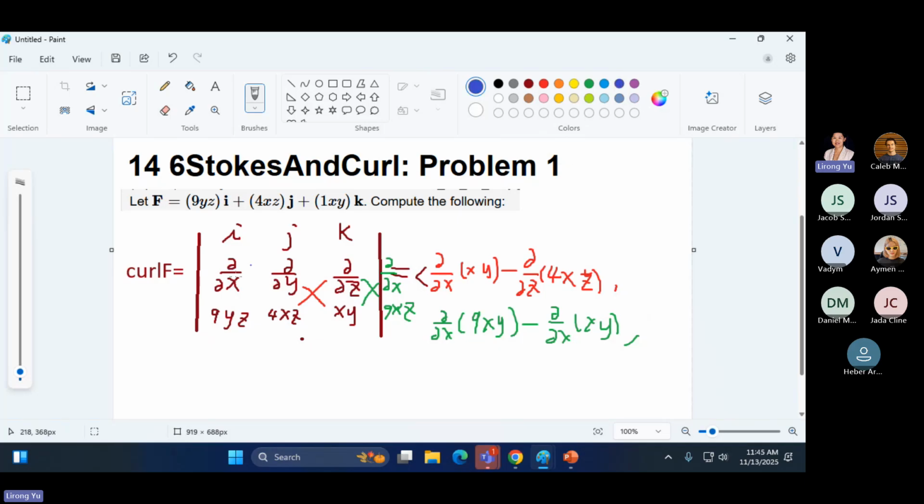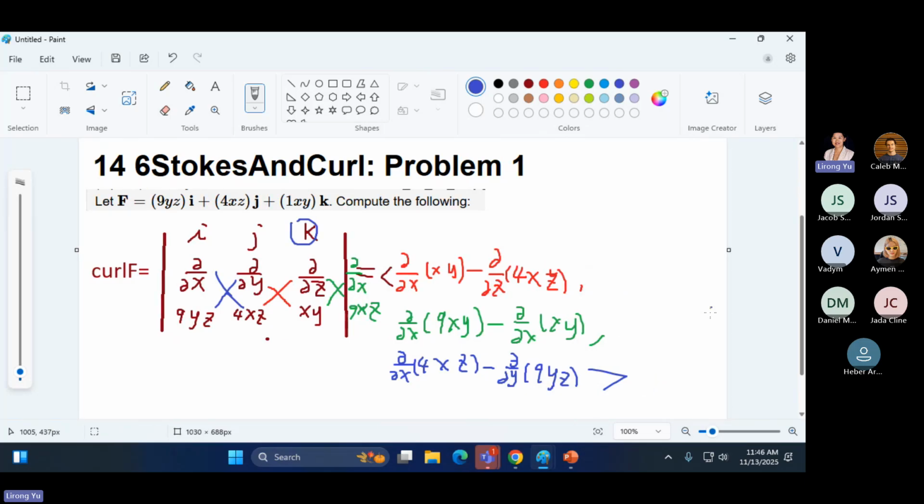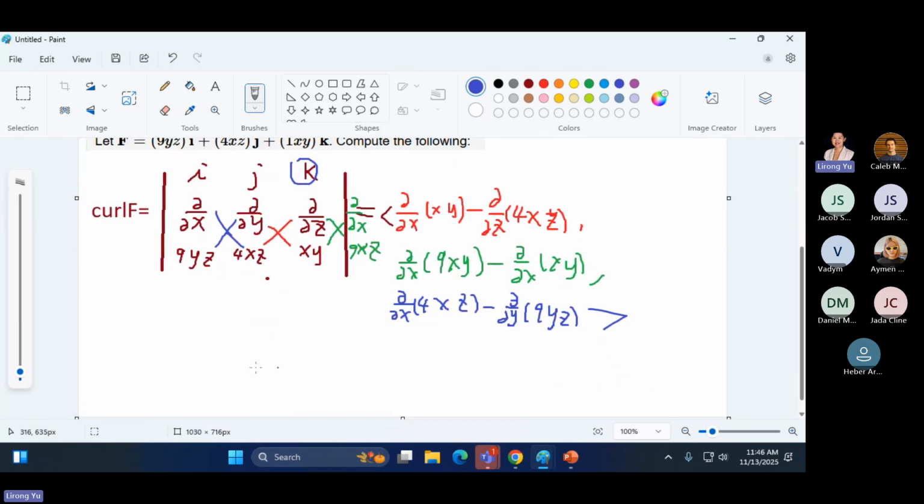The third component is these two. It's okay, right? These two. And we have d/dx for xz, and then minus the derivative with respect to the y variable of 9yz. Now we're done. Those are all three components. We write it into vector form.